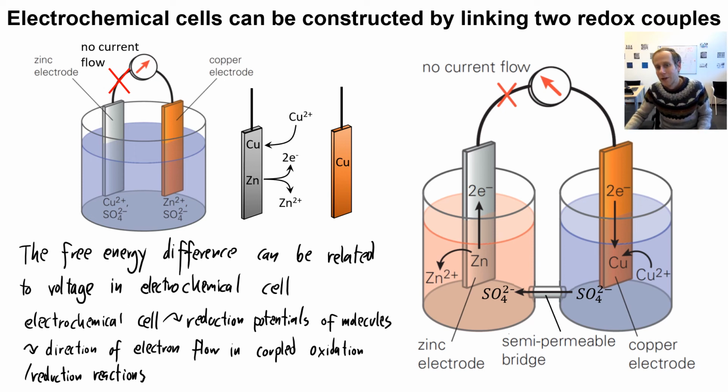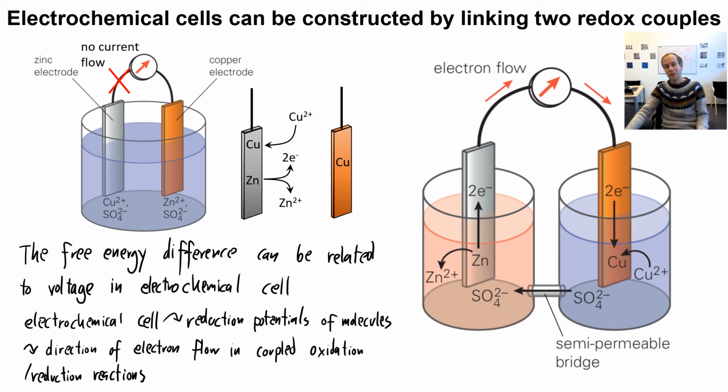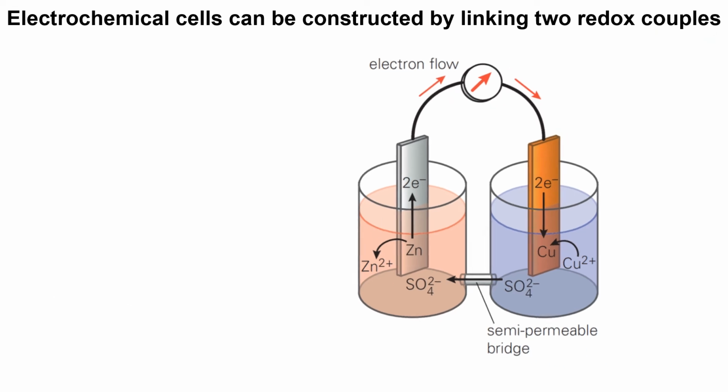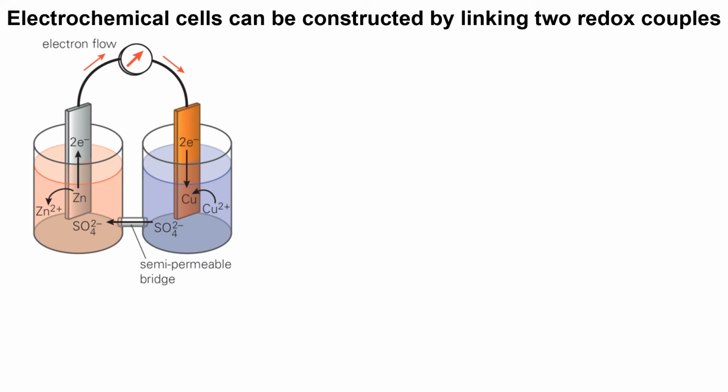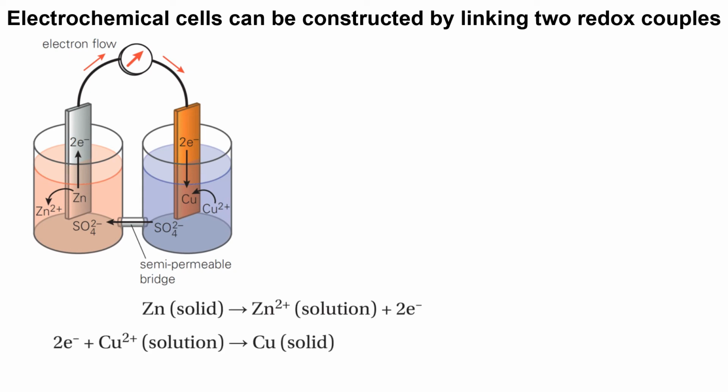So this way now the sulfate that is in the copper container can go into the zinc container and therefore neutralize the positive charge that is generated by the oxidation of the zinc. And we will see indeed a sustained flow of electrons from the zinc electrode to the copper electrode. So now we have successfully constructed an electrochemical cell that enables these two half reactions to occur on these two electrodes, and that are connected via a cable that allows the electrons to travel from the zinc to the copper electrode.